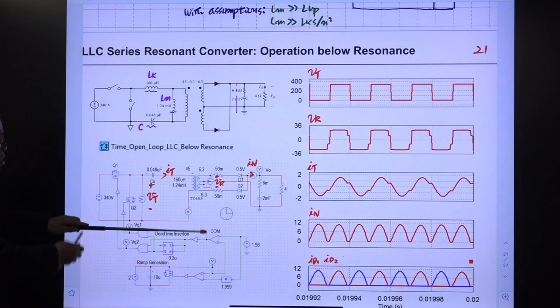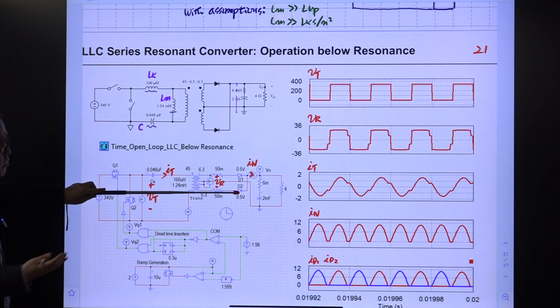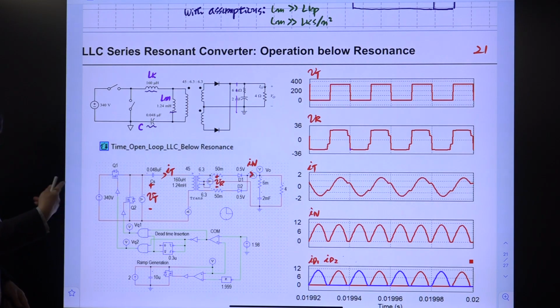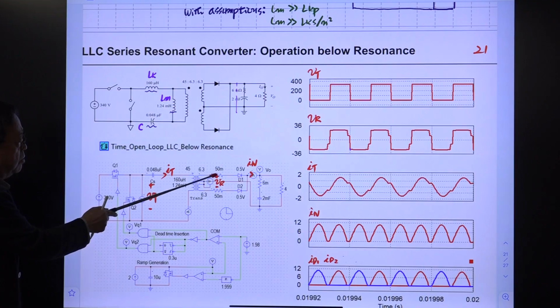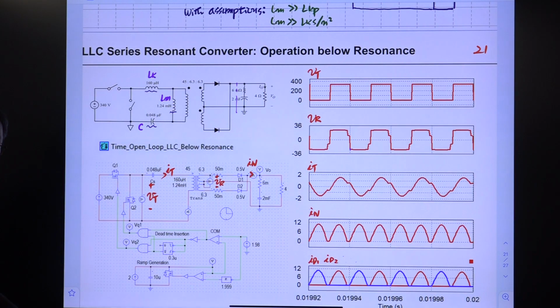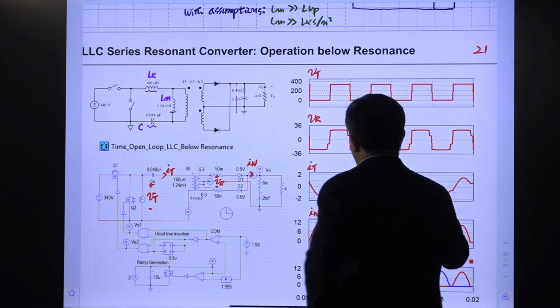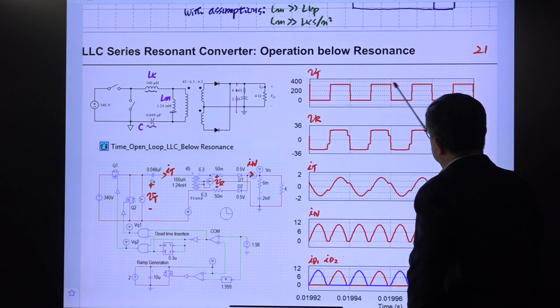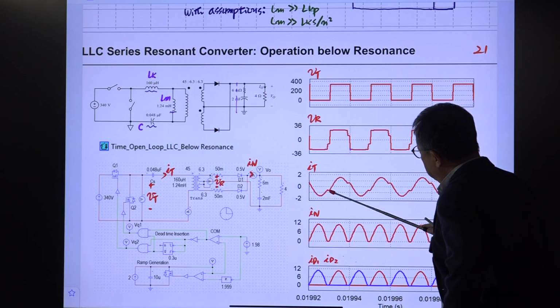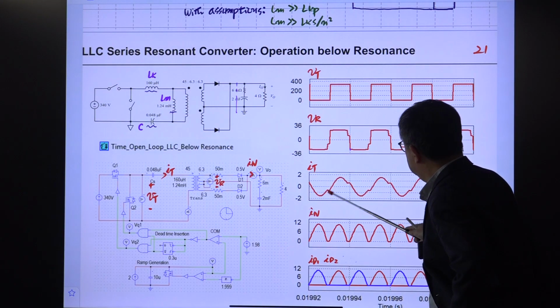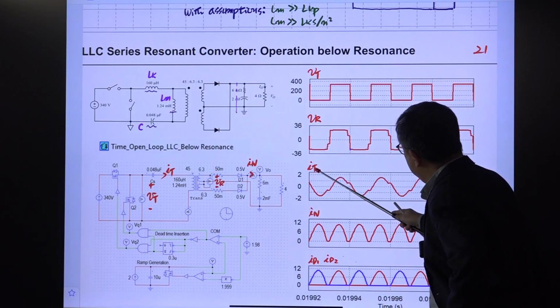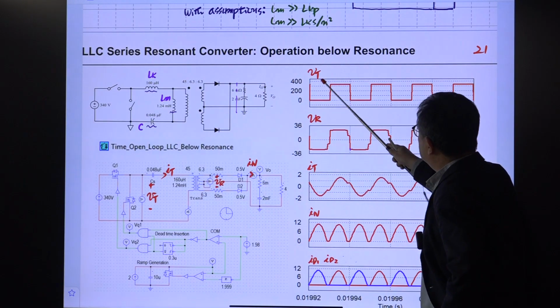I remember without this, maybe there is some simulation problem, because of the compatibility problem. So we need to put something very small, maybe an inductor or a small resistance, then this works fine. Okay? This is the operation below resonant frequency. So VT, tank voltage, is this one, and this is tank current. Tank current actually starts somewhere here.